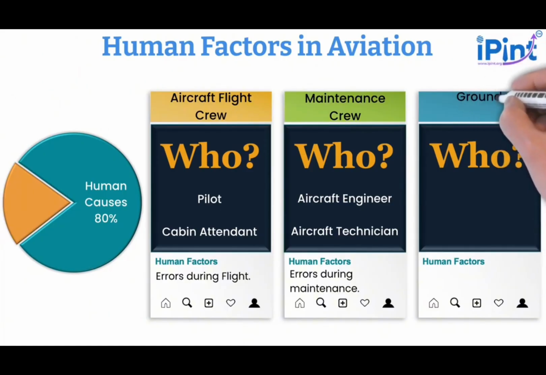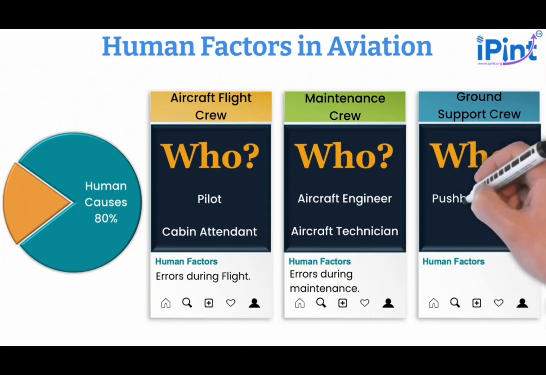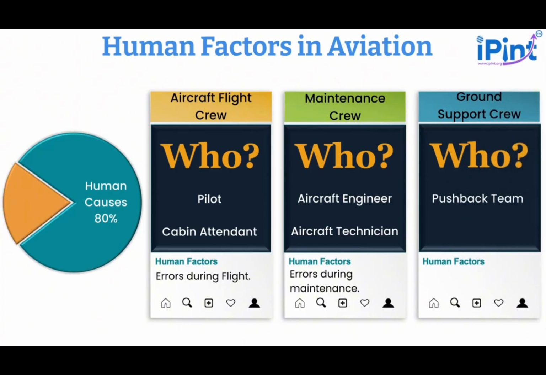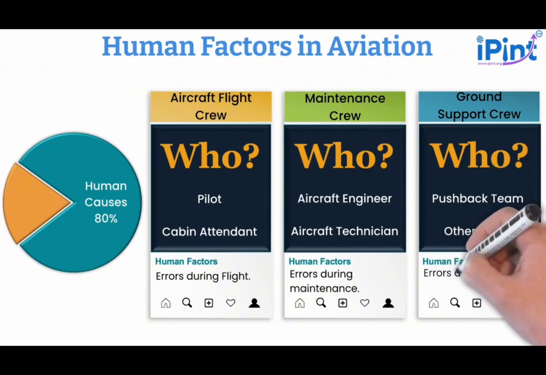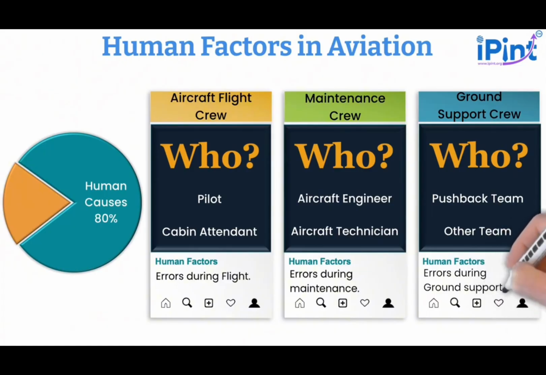Third, the ground support crew. This includes the pushback team and other ground teams. Human factors here relate to errors during ground support operations, from aircraft handling to turnaround activities. Across all three groups, the message is the same. Human error is preventable. Understanding where and how errors happen is the first step to stopping them.